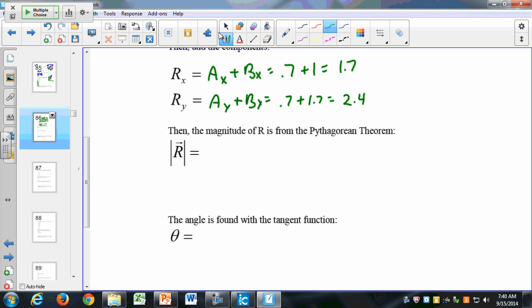I'm going to sketch out what it looks like. Rx is here. Ry is bigger. This is going to be R. This will be my angle theta.